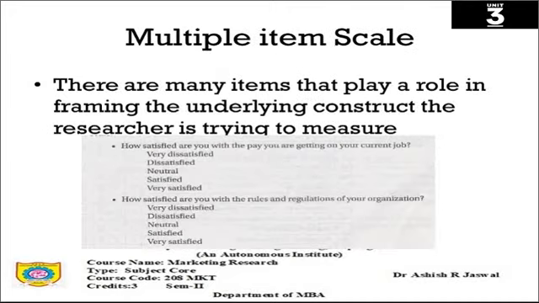So what is a multiple item scale? If you look at multiple item scale, there are many items that play a role in framing the underlying construct the researcher is trying to measure. Like, how satisfied are you with the pay you are getting on the current job? Similarly, how satisfied are you with the rules and regulation of your organization? Here, we have more than one item by which we are trying to analyze satisfaction of the individual towards the job and other parameters of satisfaction at job. Hope we understand the difference between a single item scale and a multiple item scale.